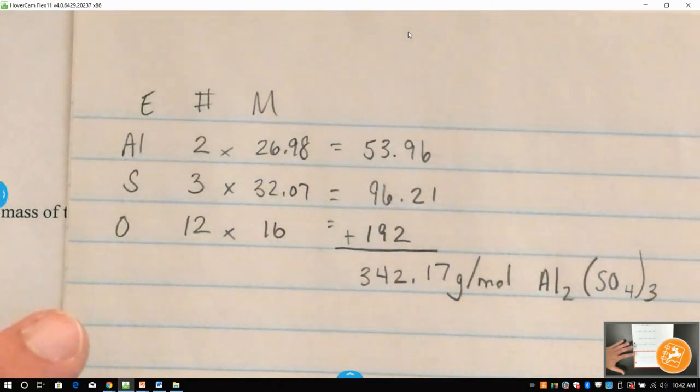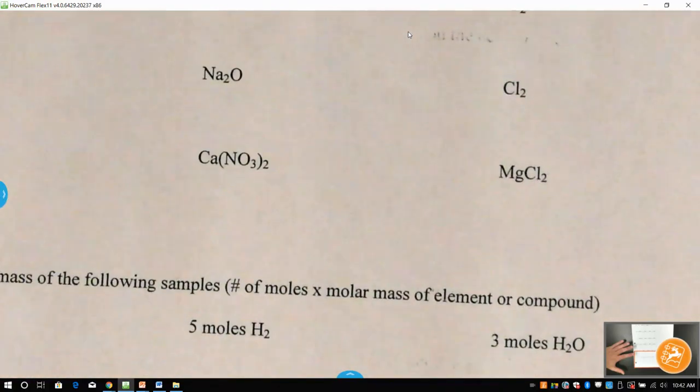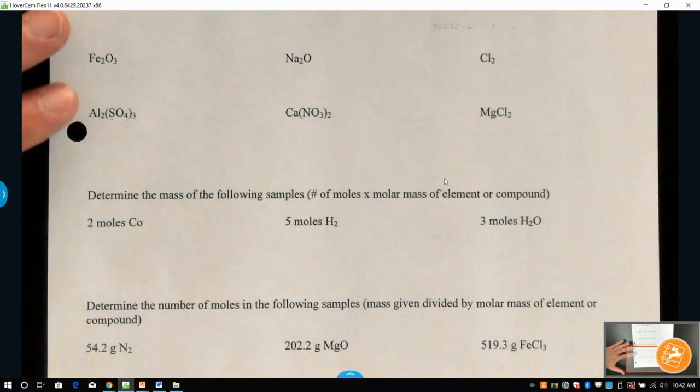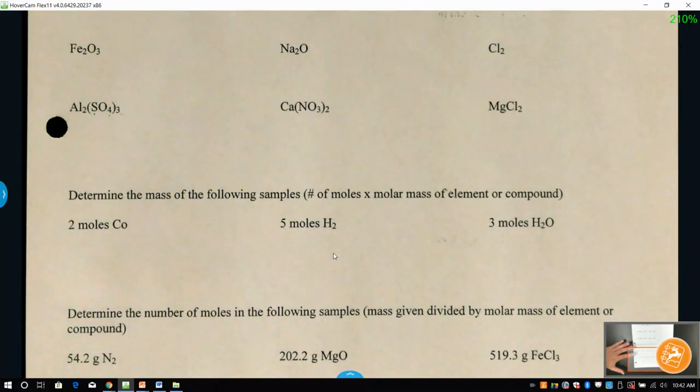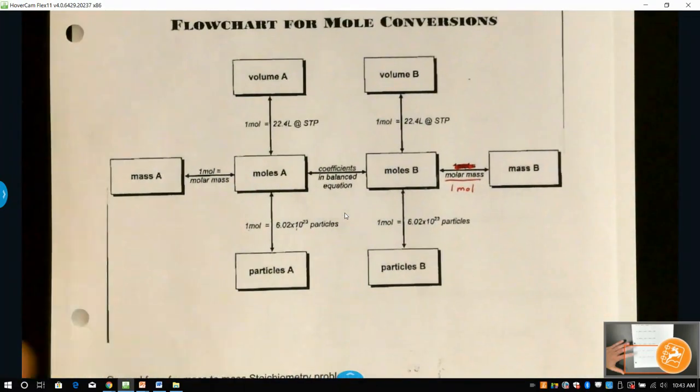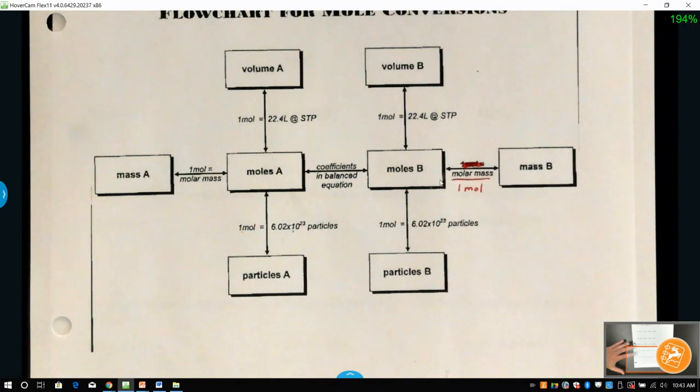All right. Now, that is going to be what you need to do for section 2. For section 3, determine the mass of these following samples. So the number of moles times the molar mass of each element. I didn't quite show this in class today. I will kind of show it tomorrow. It's a little flow chart for stoichiometry, which we're going to be getting into tomorrow.